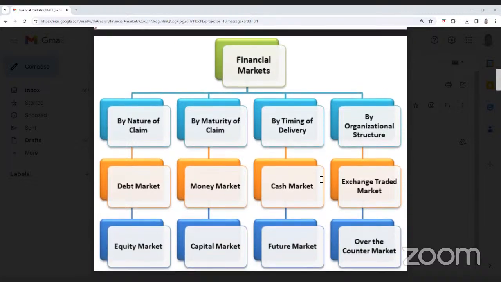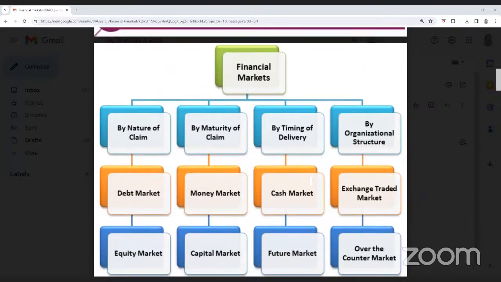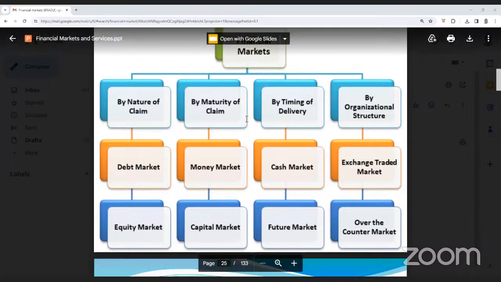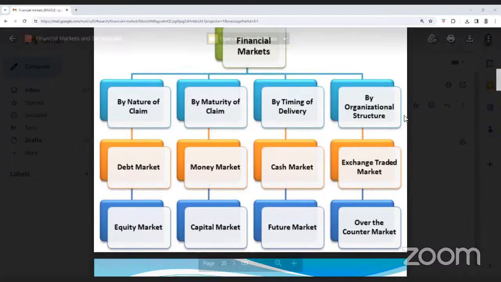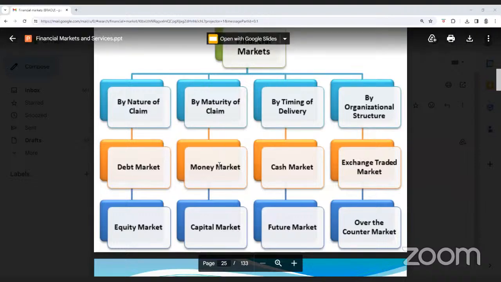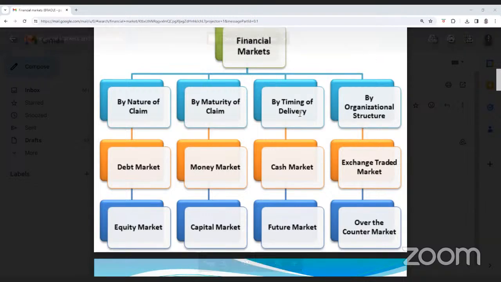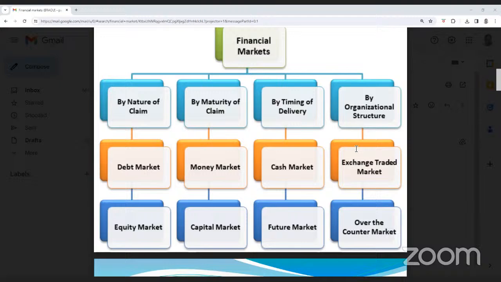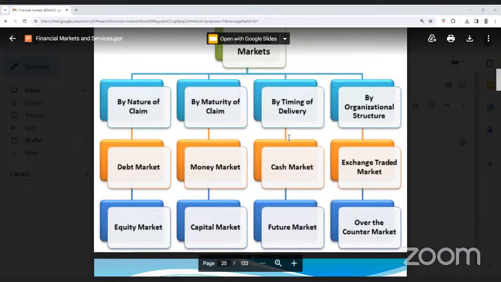So next is the financial markets. Here the financial markets are classified by nature of claim, maturity, timing of delivery and organizational structure. In the nature of claim, you have debt and equity. The maturity is money market and capital market. Then timing of delivery is cash and future market. Organization is exchange and over the counter market. Is it clear?